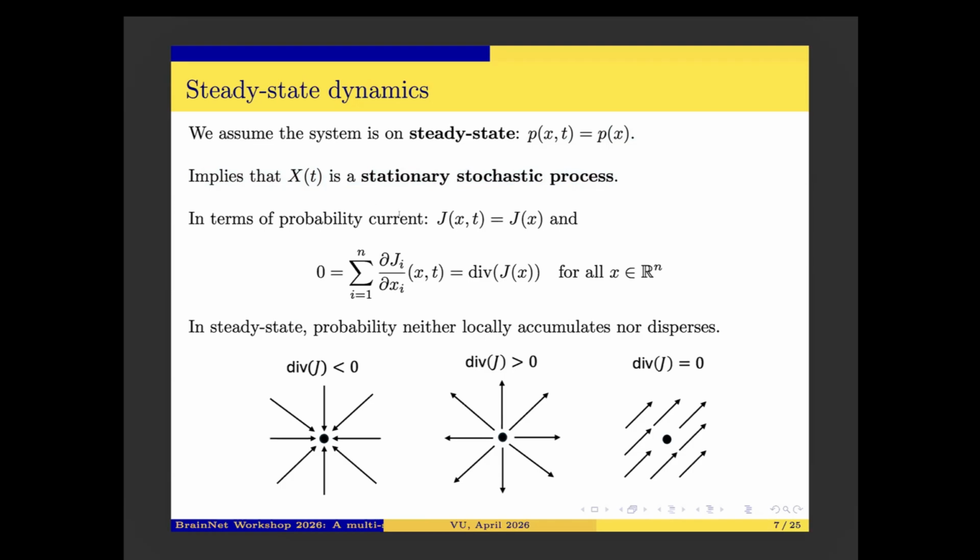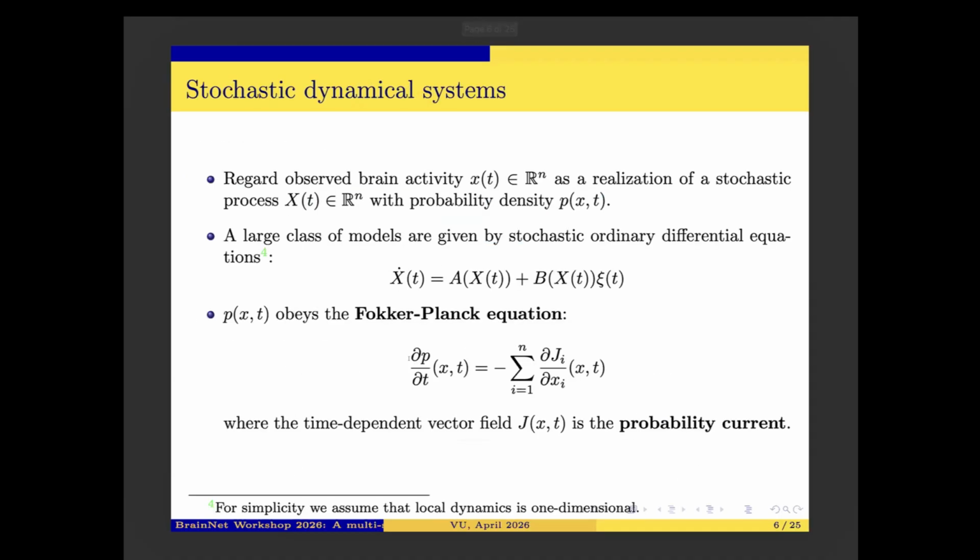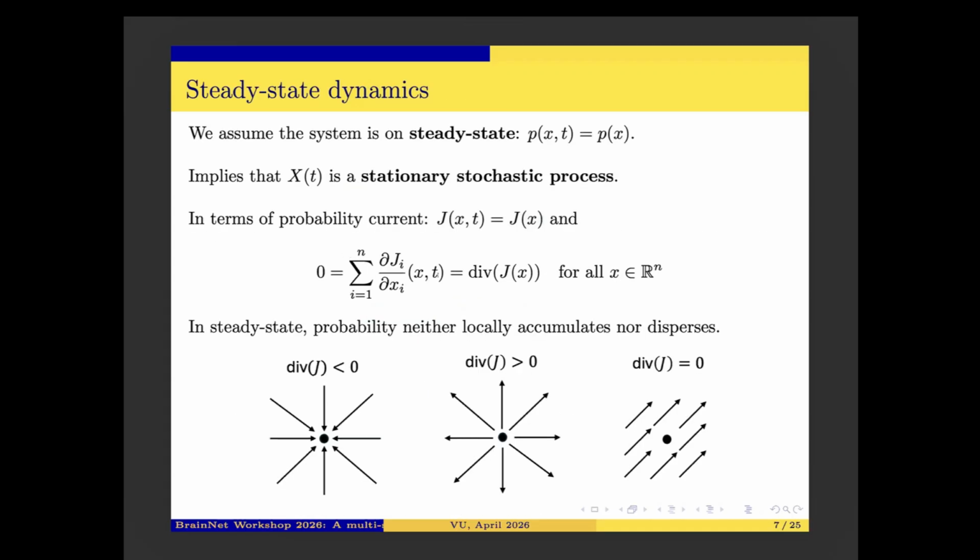And if you have a system in steady state, then this probability current is also static. It does not depend on time. And from then it follows that, so if this is zero, then this is zero. So this means that the divergence of the probability current vanishes. So a system is in steady state if and only if the probability current is divergence free. And here's a picture of what that means.